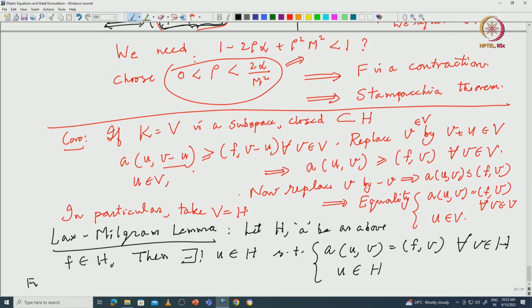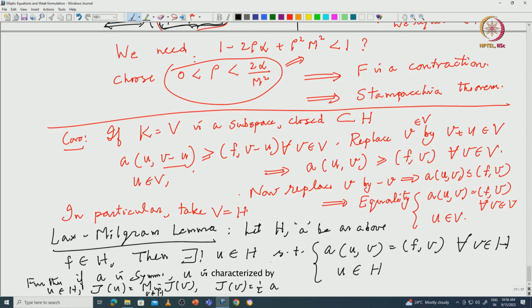Further, if A is symmetric, without any other assumption, u is characterized by J(u) equal to minimum of J(v) where v in H, and J(v) is equal to half of A(v, v) minus f(v). Okay. So, you can do that. So, that is famous, and we are going to see the application of this.